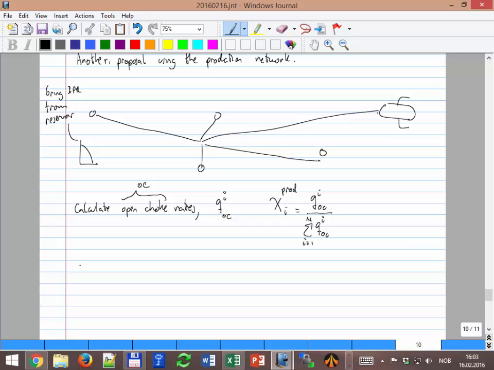GAP is a software for network simulation, and it is using this splitting method.